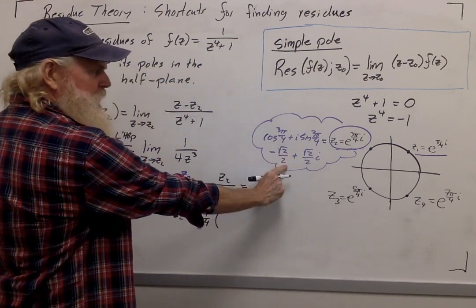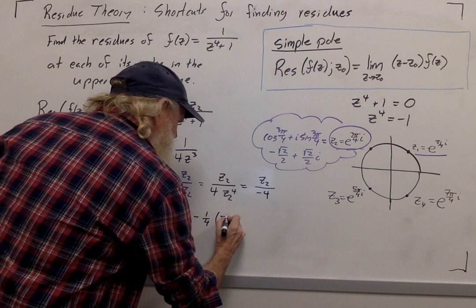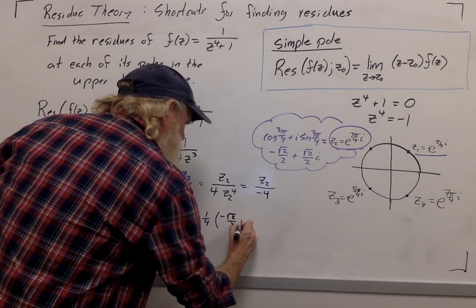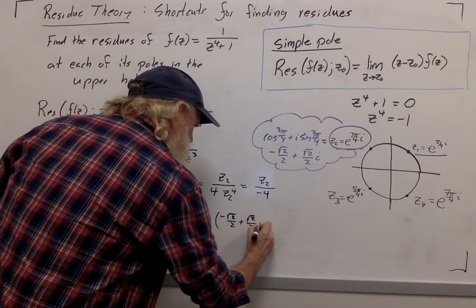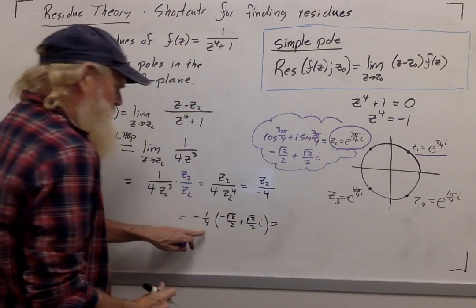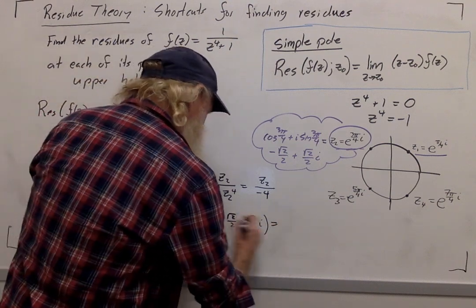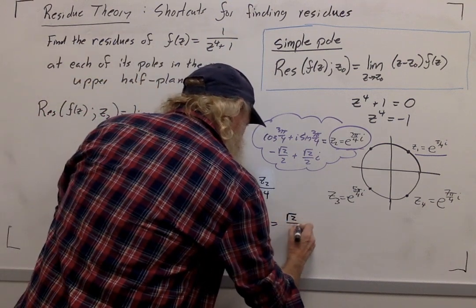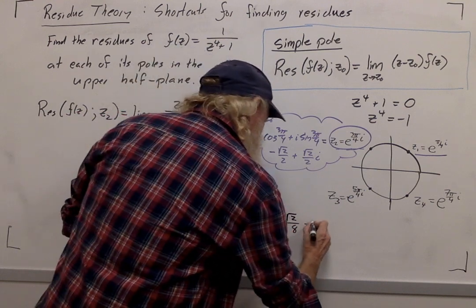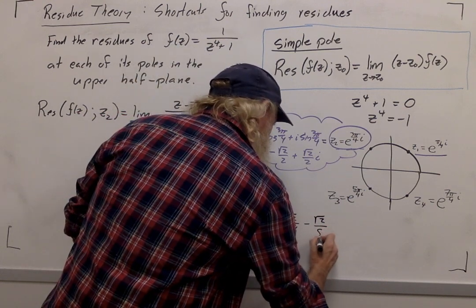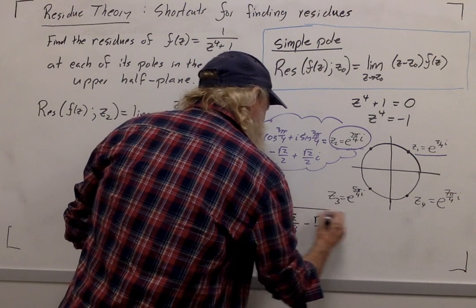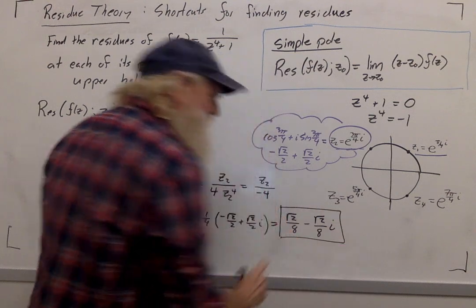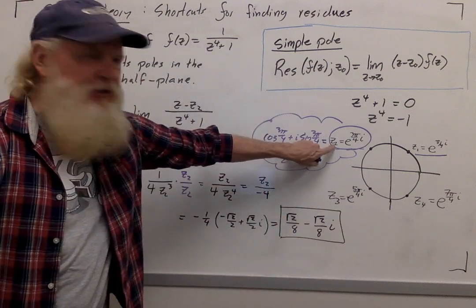And over here we wrote an expression for z2. It's negative square root of 2 over 2 plus square root of 2 over 2 i. So that means that we get the square root of 2 over 8 minus square root of 2 over 8 times i. And that's the residue at z2.